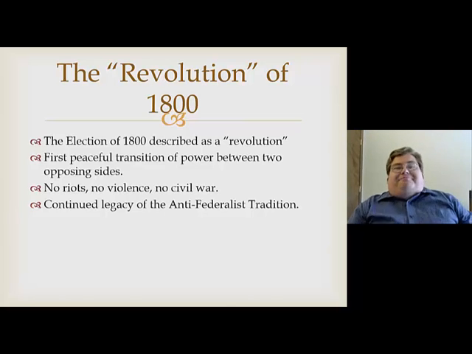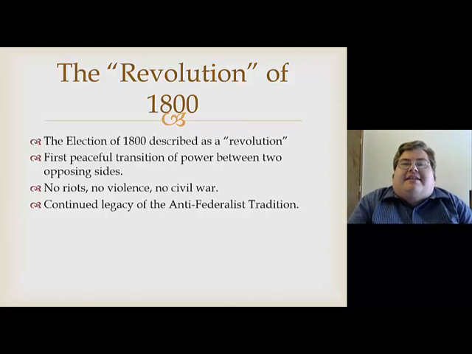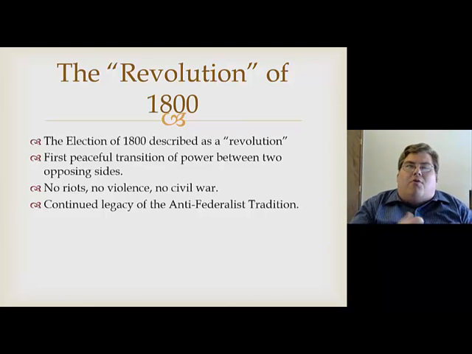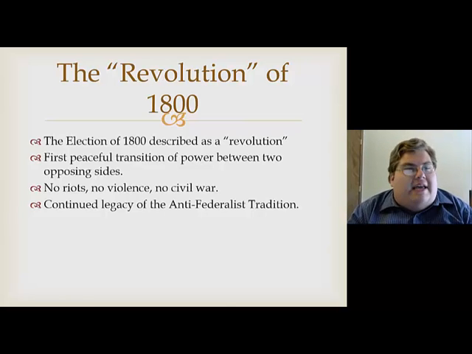So what we're going to see is this Revolution of 1800. It meant that it's the continuation of that anti-federalist tradition. Okay, well, we didn't get elected. We're not going to hold on to power. We're not going to fight to keep power. We're not going to say, screw you guys, we're taking our toys and going home. But instead, we'll just try again four years later. We'll find a better candidate and try again.